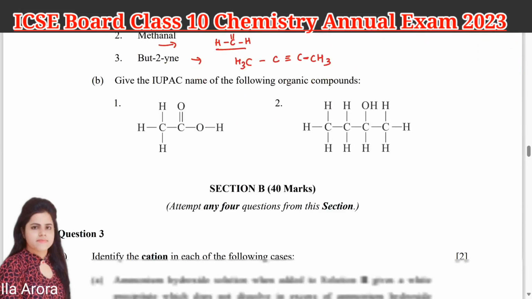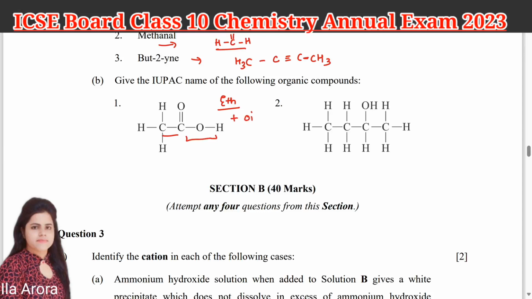Then B part, first we have to give the IUPAC name. The main chain contains 2 carbons, so the word root will be eth. Then the functional group is COOH, which is for acid, so the suffix will be oic acid. The carbon-carbon bond is single, so ane will be added. So the complete name will be ethanoic acid.